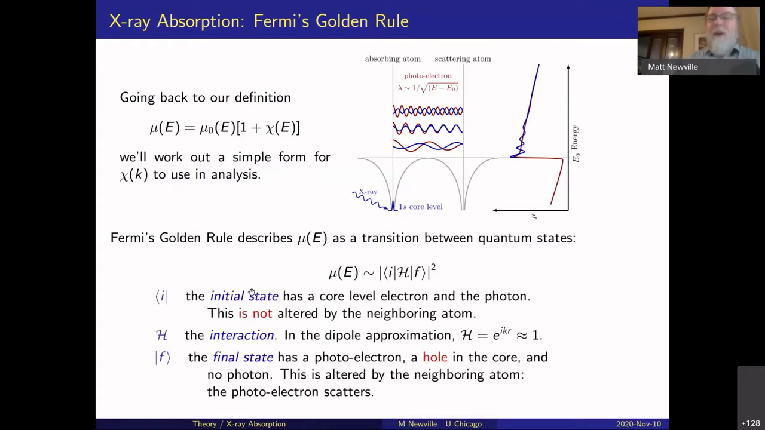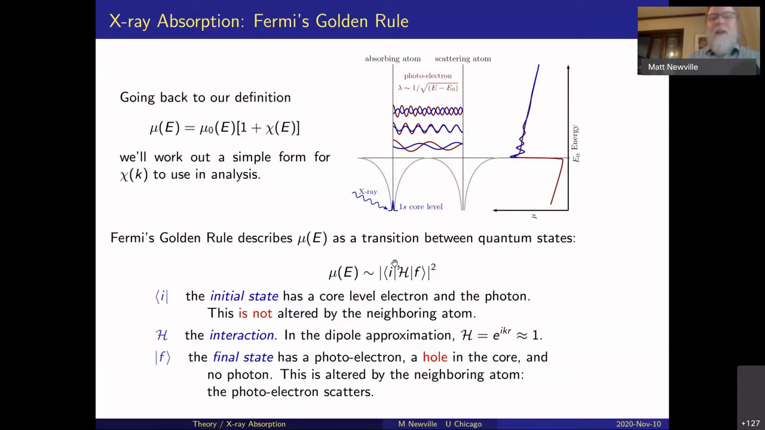So for us, for absorbing an X-ray, the initial state is the core level having an electron and a photon existing. So that's the unperturbed state, the original state. We'll sort of ignore this interaction. There are dipole rules, and that actually helps with the selection rules. We'll ignore that for now. And then there's a final state in which we have a photoelectron, and we have a hole in the core level. That's the final state. And all of the details that we see in mu come from that change in the final state.